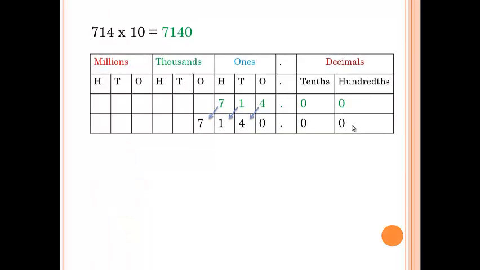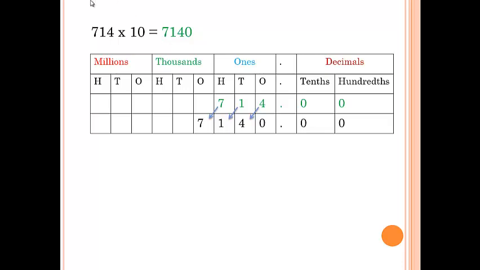Seven hundred 14 multiplied by 10. How to solve this problem? We put 0 and multiply the number 714 by 1. Your answer will be 7140.